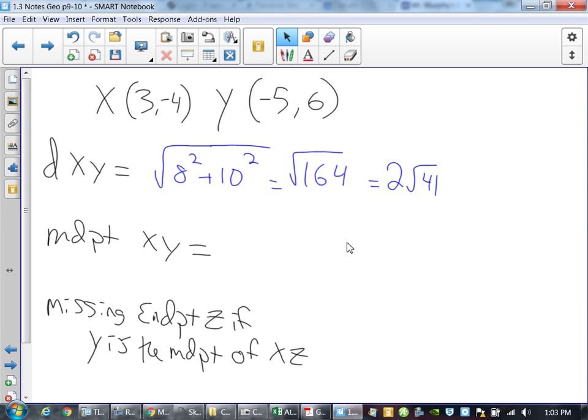Okay. We're okay distance-wise? Midpoint: we're just adding together and cutting it in half. Find the average. So what's negative 3 plus, I'm sorry, positive 3? Yes, ma'am, I have a question. Where did 8 and 10 come from? How far apart is 3 and negative 5? Oh, okay. What's 3 plus negative 5?